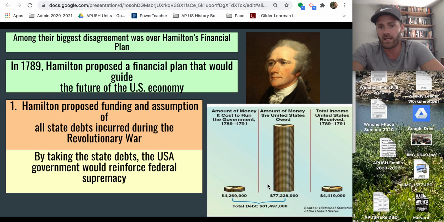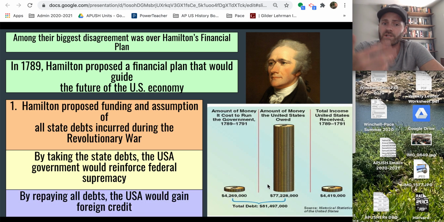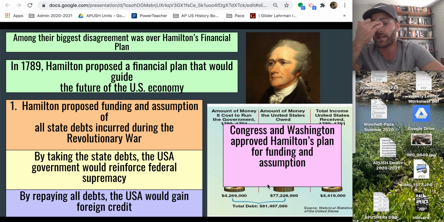Now, the southern states aren't going to like this as much because the southern states don't owe as much money as the northern states. But Hamilton's goal is to repay the debts to gain foreign credit. Right? You can't get credit if you don't pay your debts back, and then help establish a more successful economy. This ends up being approved. Congress approves. Washington approves. And boom, just like that, Hamilton's plan for funding and assuming state debts goes into play, and we can start the process of getting this debt paid off for all the states.